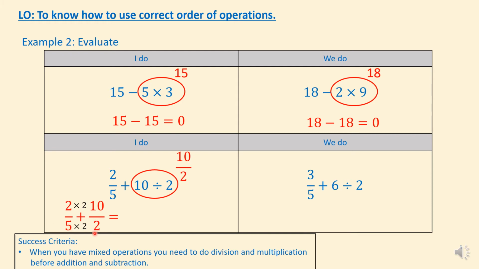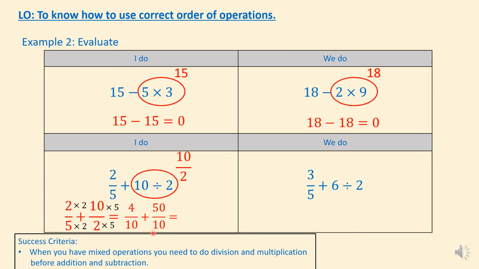But to make the second fraction's denominator 10, I need to times 2 by 5. So whatever I've done on the denominator, I do the same thing at the top. So that needs to be times by 5. Now, if I write the fractions, 2 times 2 is 4, 5 times 2 is 10. So the first fraction is going to be 4 over 10. Then the addition between. 10 times 5 is 50, and 2 times 5 is 10.